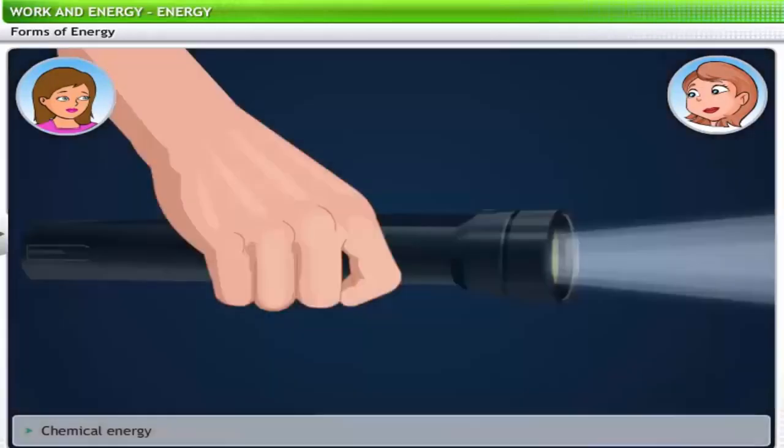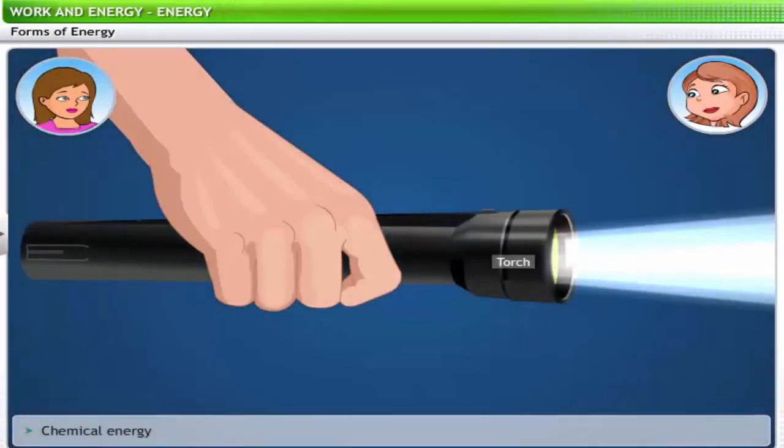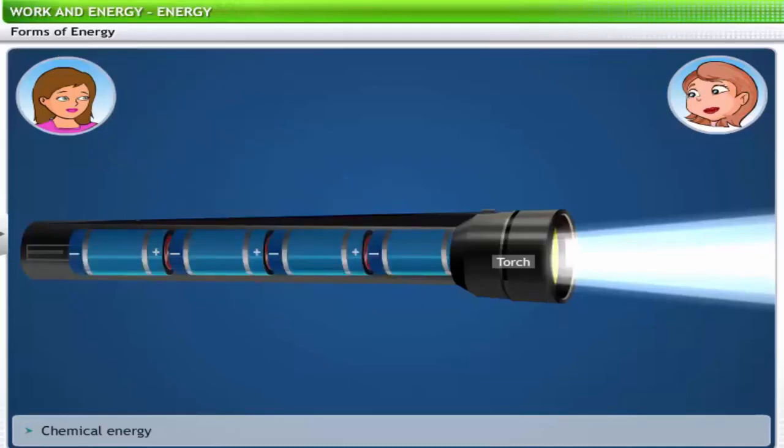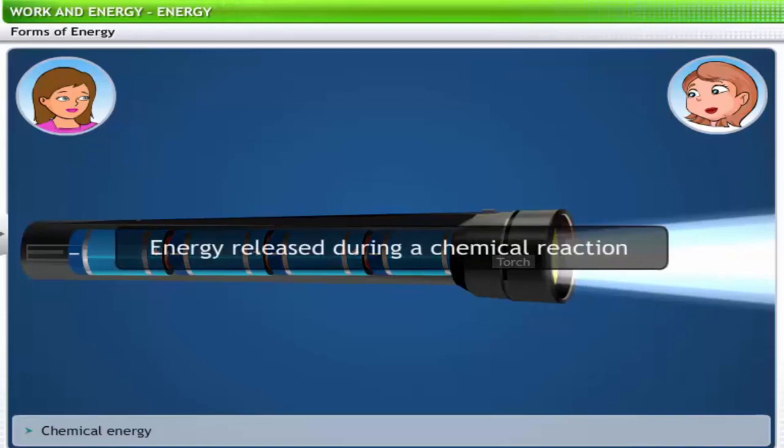Oh, power cut. Let me find my torch. Another form of energy, light energy. Actually, light energy produced by the torch is a result of the chemical energy stored in the battery. Chemical energy is a part of the energy released during a chemical reaction in the battery.